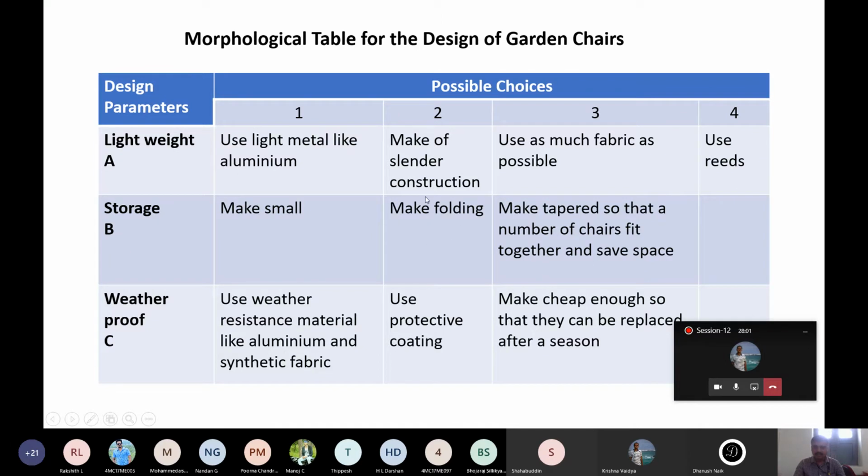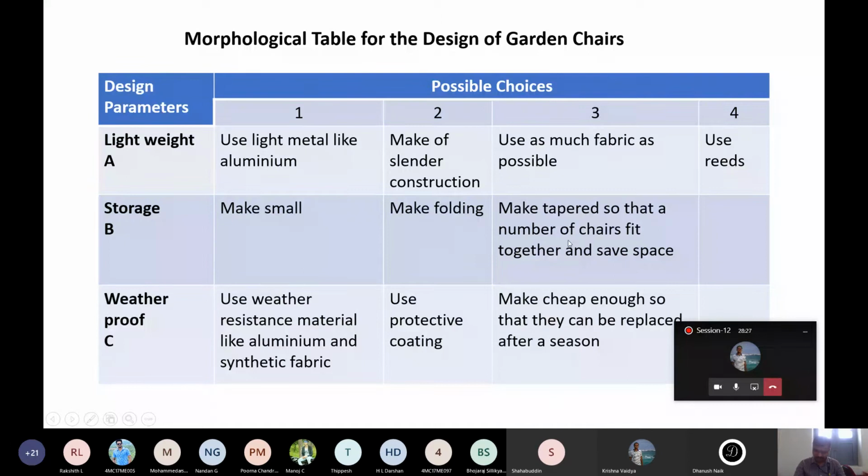Another option is to make it a folding chair. If you make it a folding chair, you know how easily you can store it. You have already seen many folding chairs, most of the metallic chairs used in functions. They are folding chairs. Transportation and storage are very easy in the case of folding chairs.